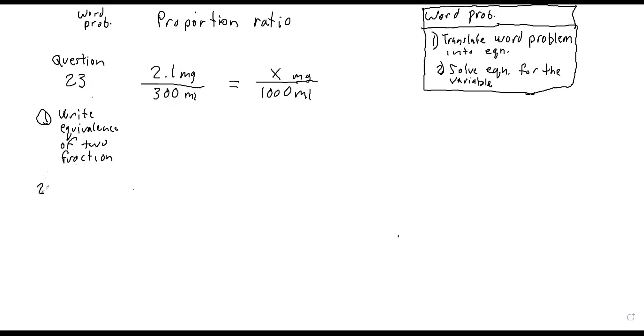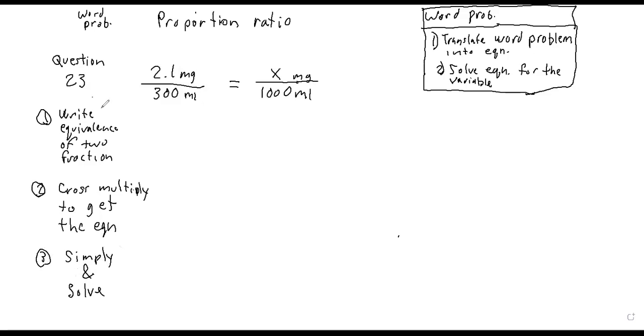And then the second step is we need to get an equation that we can solve. So we're going to cross multiply the tops and bottoms to get the equation. And the last step, in this three-step process, is we're going to simplify and solve. Once we get the equation, we simplify and solve. And this is how we do any and all proportion ratio problems.